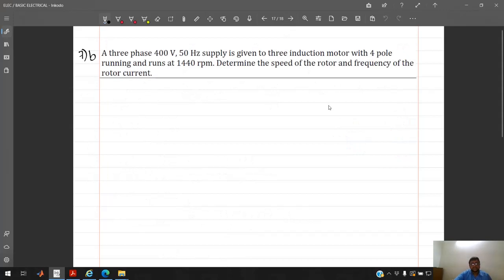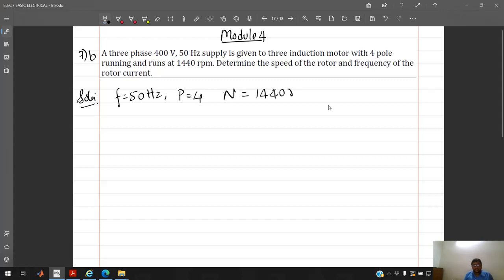Coming to the next problem, a three-phase 400 volt which is from module 4. So from module 4, we are solving the next problem. A three-phase 400 volt 50 hertz supply is given to a three-phase induction motor. So the supply voltage is 400 volt. So supply frequency is 50 hertz. And it's a 4-pole induction motor. So P is equal to 4, runs at 1440 rpm. So your N, speed of the rotor, is 1440 rpm.